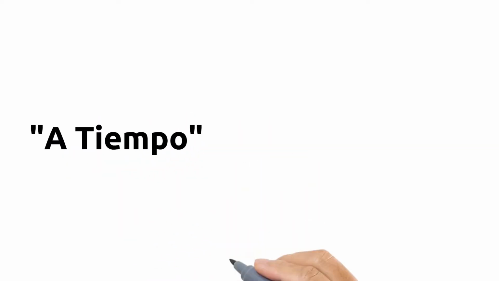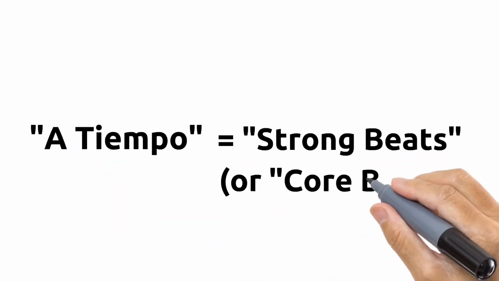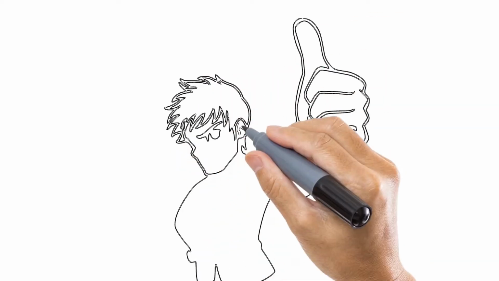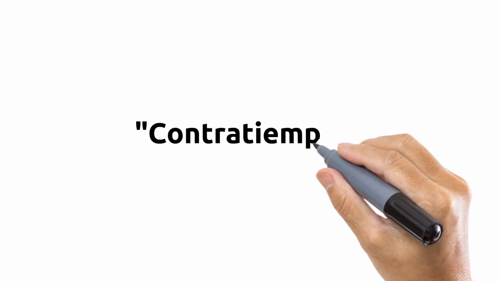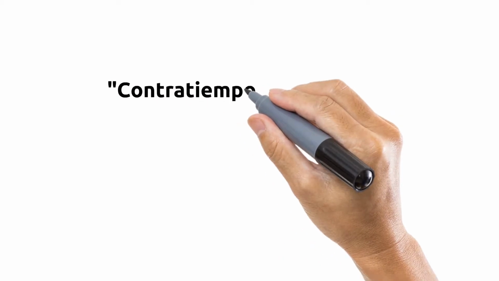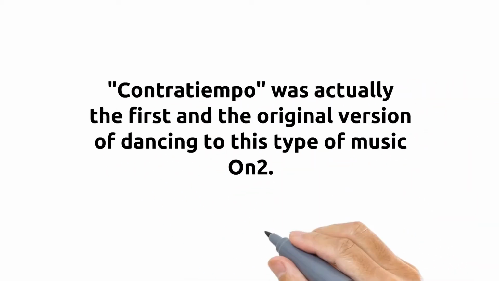A tiempo meant that the dancer was mainly marking the odd-numbered strong beats or chord beats of the music like this. This is basically the exact same timing that on-one salsa dancers still use today, so that much hasn't really changed. However, contratiempo timing meant that the dancer was mainly marking the even-numbered weak beats of the music like this. In fact, contratiempo was actually the first and the original version of dancing to this type of music On2.